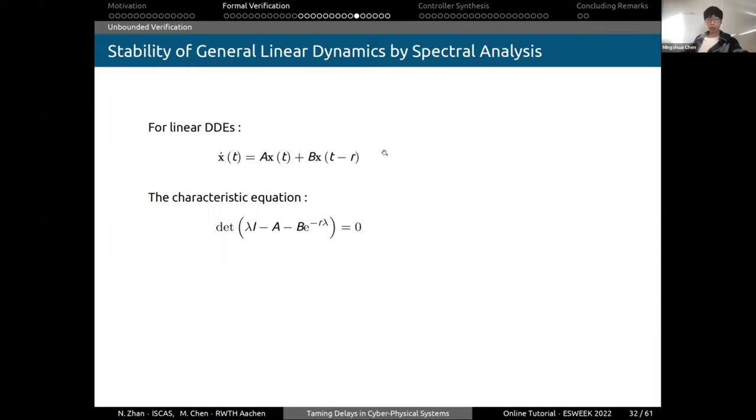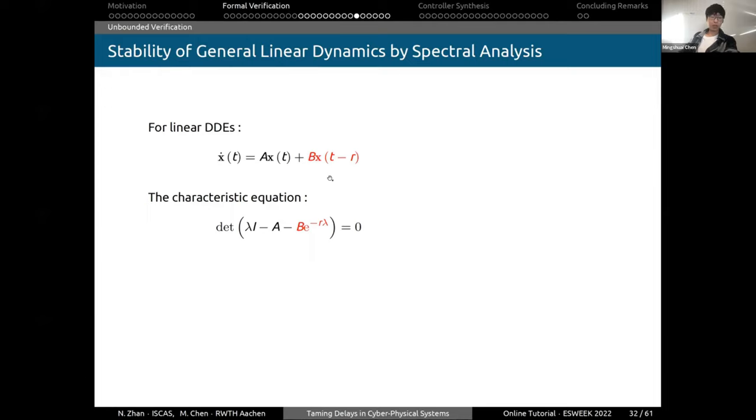There's a nice connection of the behavior of this system with the so-called characteristic equation. And this equation says that the determinant of a big matrix is zero. And what is inside this equation? So lambda here is a variable to this equation. I is the identity matrix. A and B are matrices from the system. And then here I highlight the part that handles delays. Because we have this past history state, x of t minus r here, that's why we have an exponential term here in this equation.